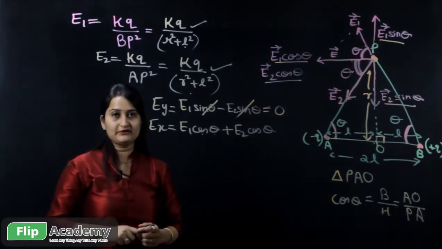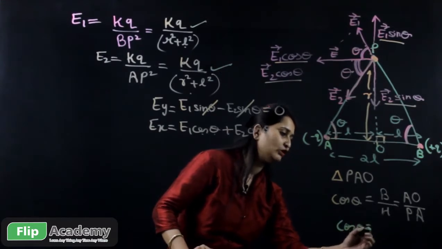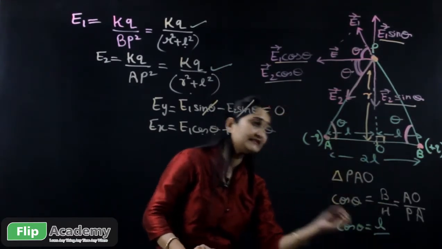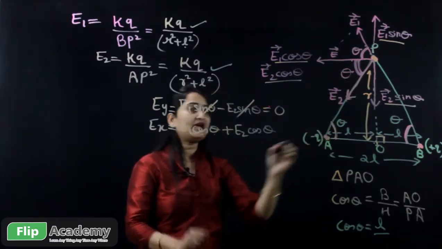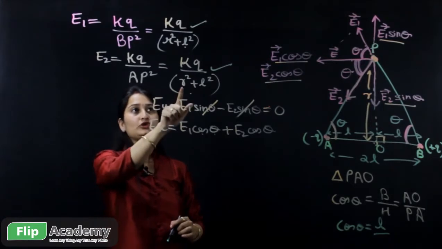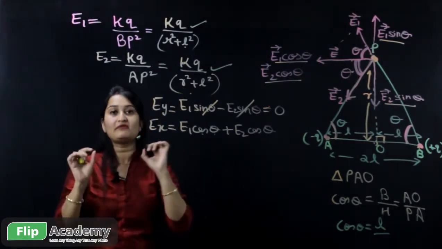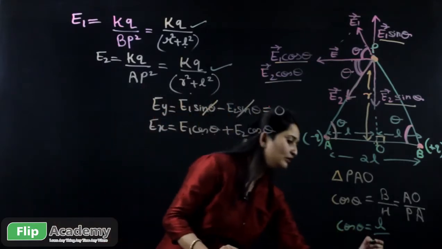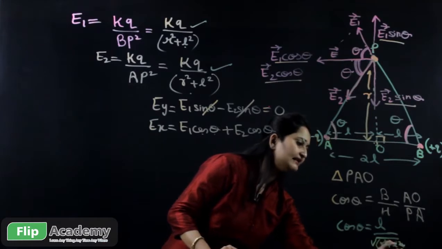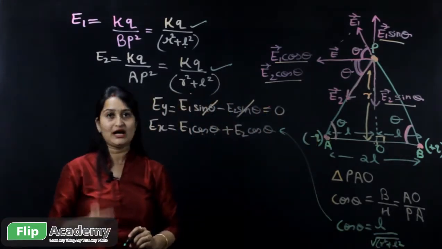Now, referring from the figure, put the value directly here. That is, cos theta is equal to, what is AO? AO in this condition is L. What is PA? PA we have already calculated, that is, PA square is equal to R square plus L square. So, PA now becomes under root of R square plus L square. Substitute this value directly into the equation, you will get your answer.